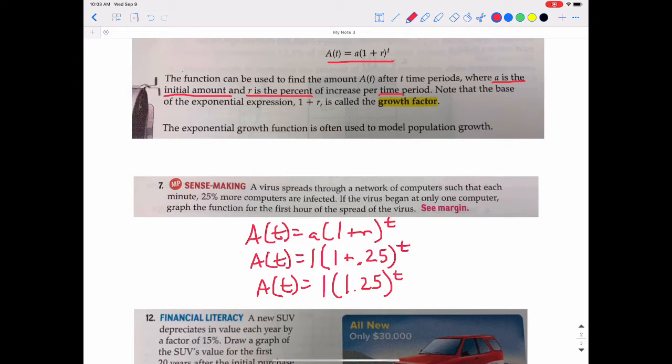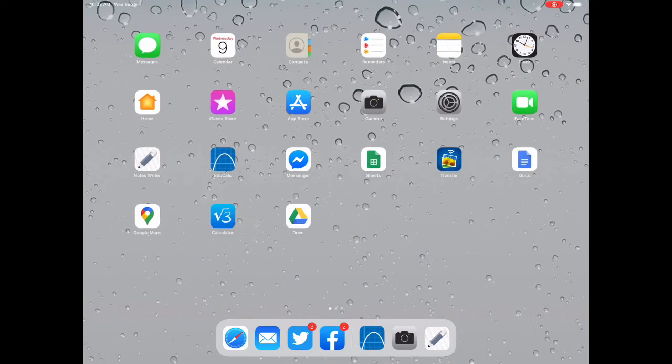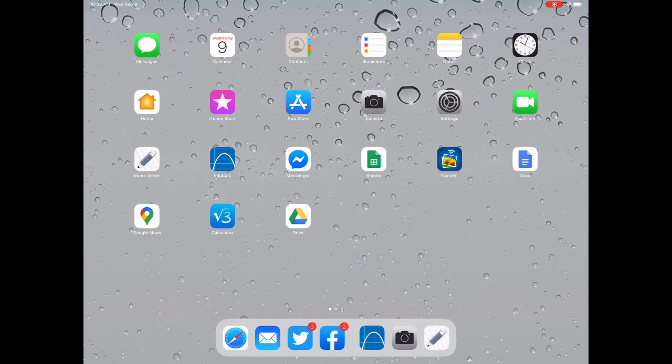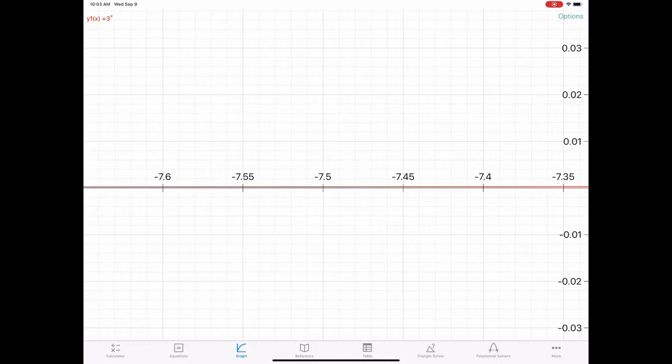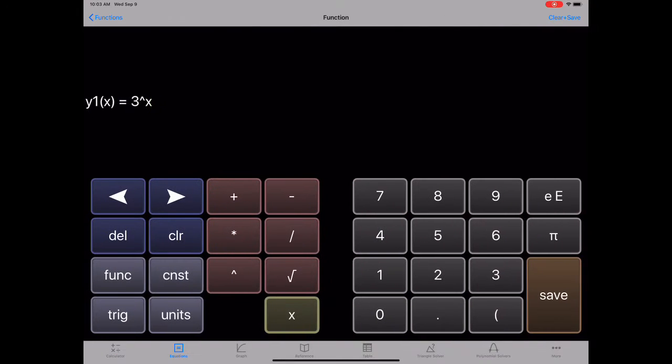Then you would go to Desmos. Now, I don't have Desmos on the iPad I'm recording this on. I have another one called EduCalc, and I use it a little differently than Desmos. So our equation was 1, parentheses 1.25 close parentheses, to the, there's the caret button for the exponent, to the t power, or in this case, since I don't have a t, I have to use an x.